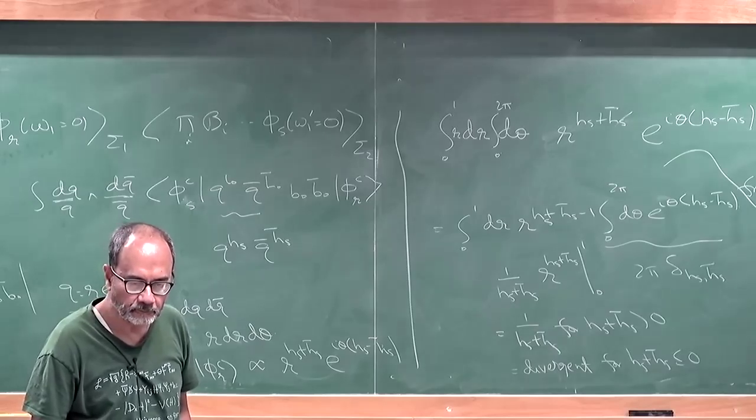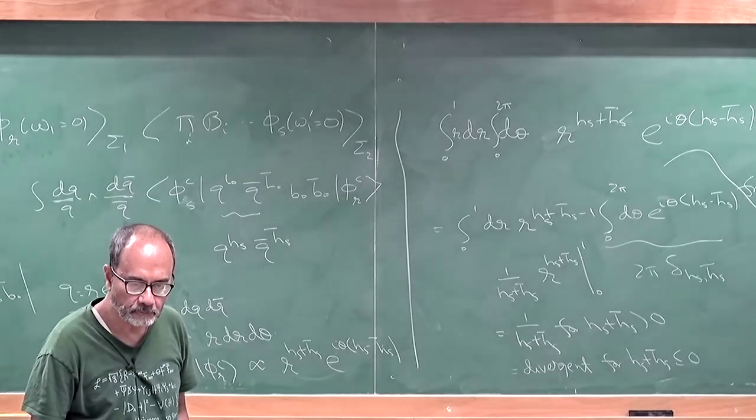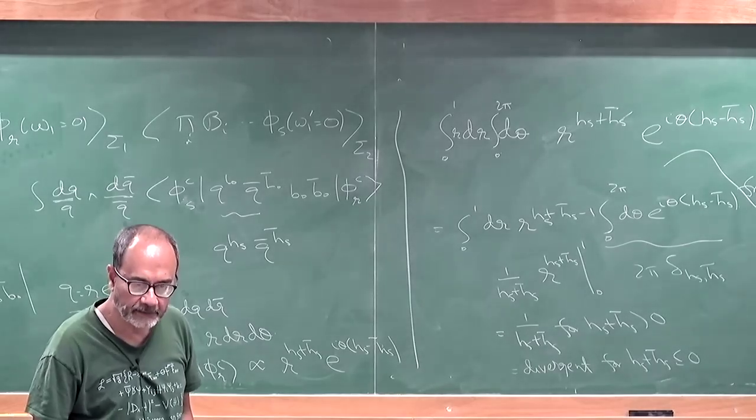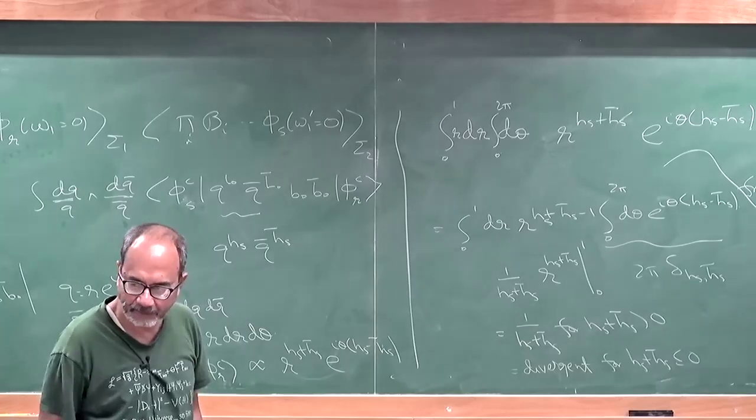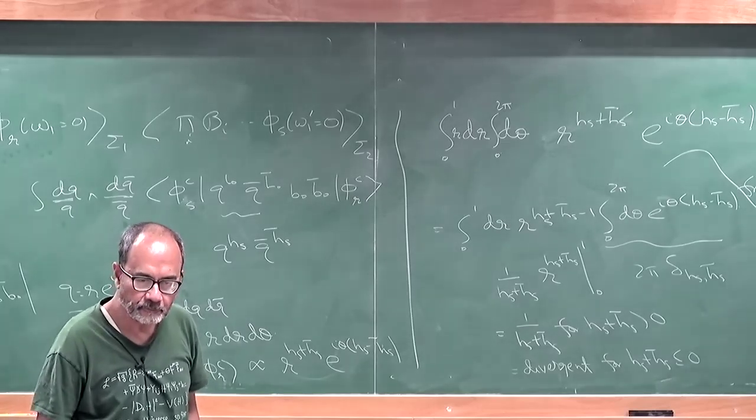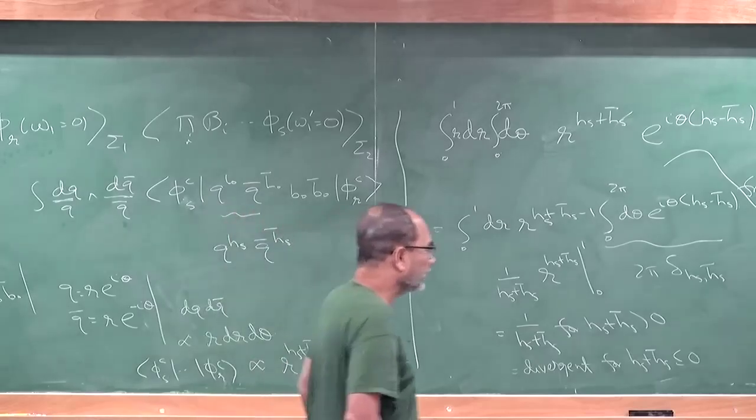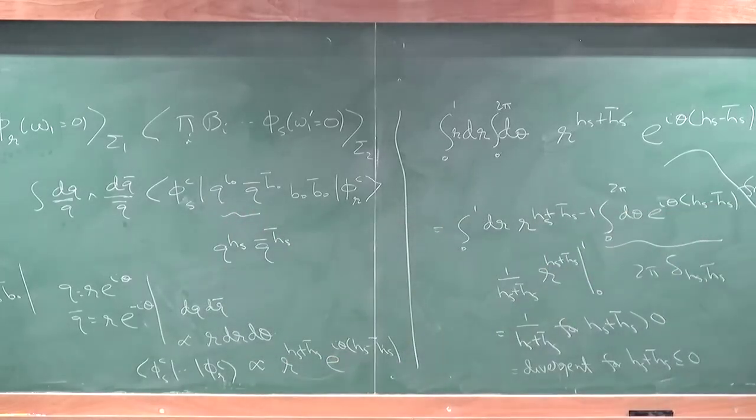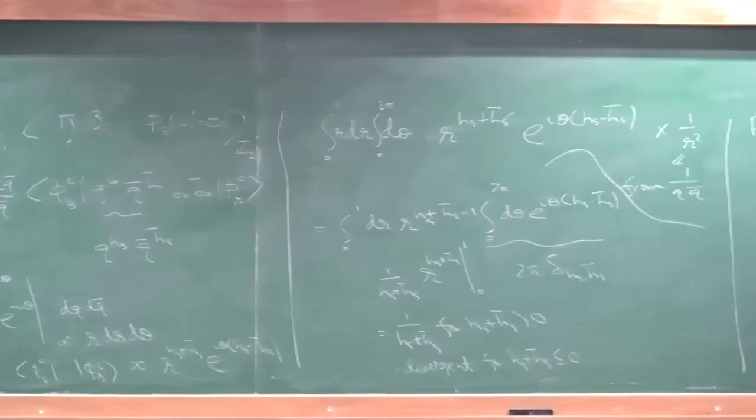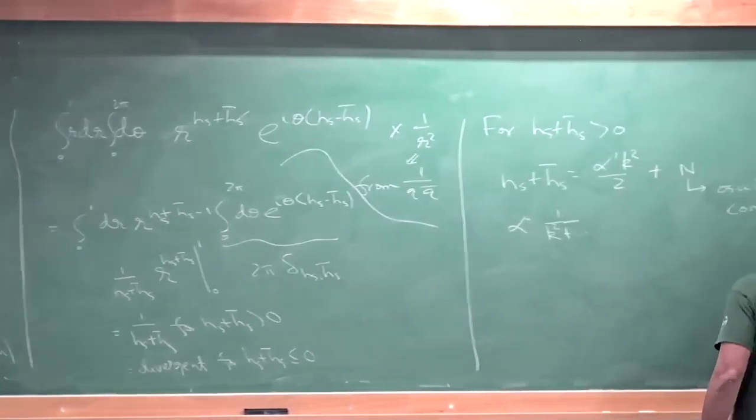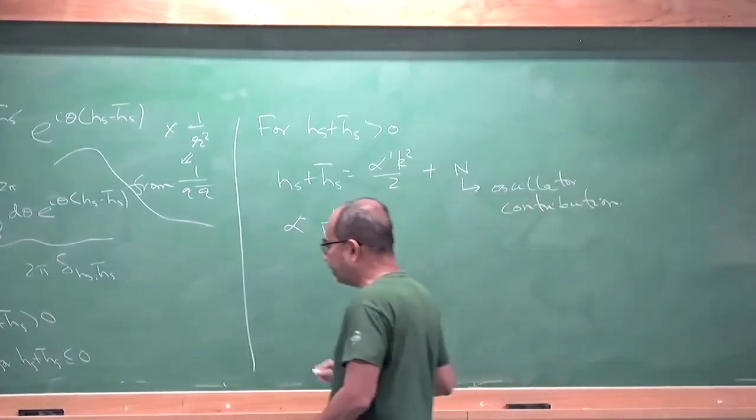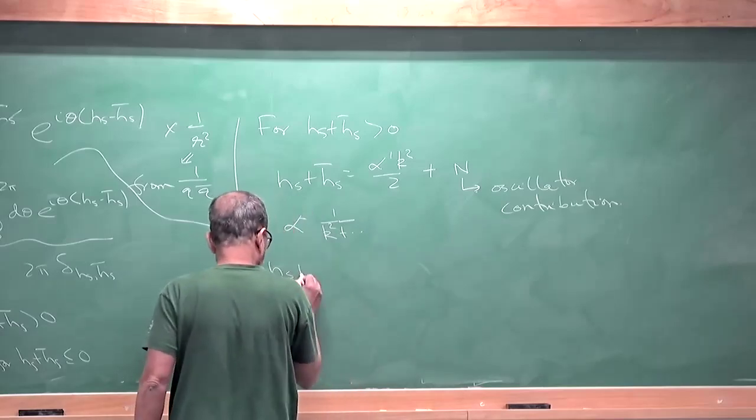There are unphysical states with HS plus HS bar less than or equal to 0. Yeah, so I'm coming to that, how to deal with them. Okay, so this is saying that you are on the right track. This indeed has an interpretation as a propagator. Now, for HS plus HS bar less than 0.